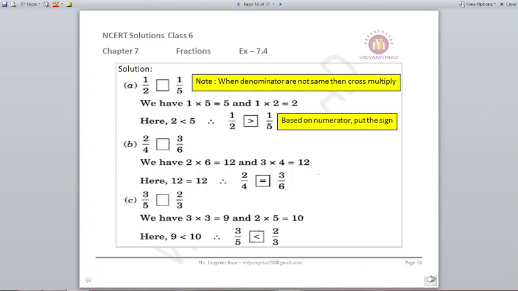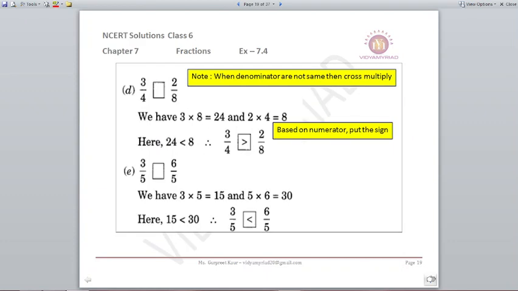Next, 2 upon 4 and 3 upon 6, cross multiply. 6 2s are 12, 4 3s are also 12. Both are the same, so we will put the equal to sign. Now 3 upon 5 and 2 upon 3. 3 3s are 9, 5 2s are 10. Which is bigger? 10 is bigger. So therefore 3 upon 5 is less than 2 upon 3.